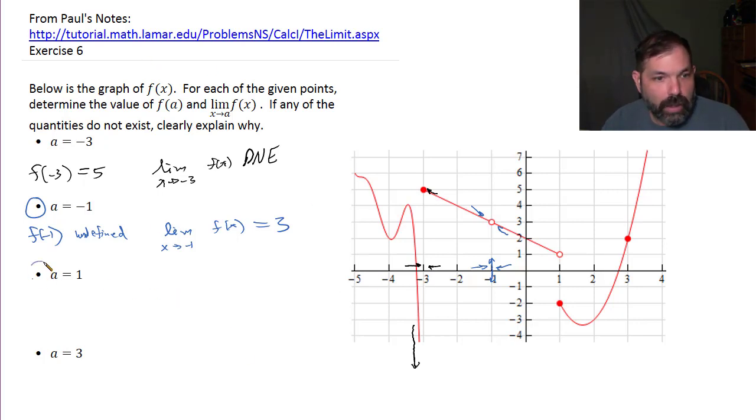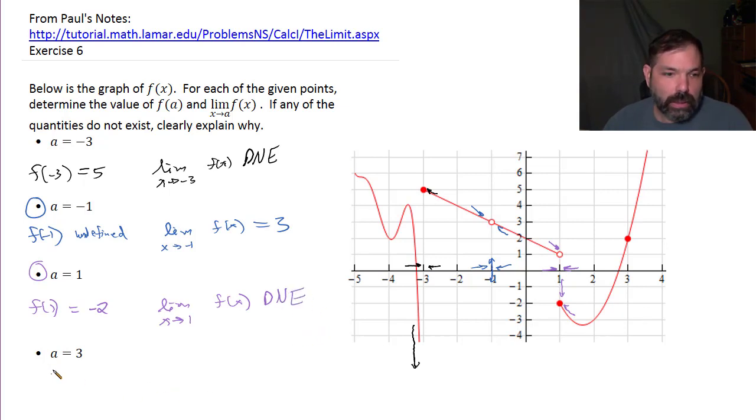All right, if a is 1, f of 1, if my input is 1, the output going to the solid point appears to be -2. The limit with x approaching 1 of the function. If I come in from the left, the outputs appear to be getting close to 1. But if I come in from the right, the outputs get close to -2. This limit does not exist.